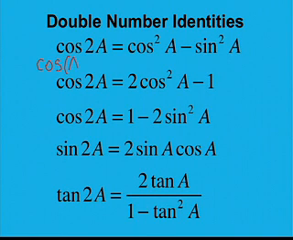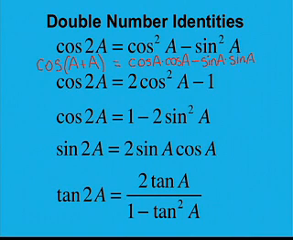of a plus a, and then use the formula for the cosine of a plus a, which is the cosine of a times the cosine of a minus the sine of a times the sine of a.